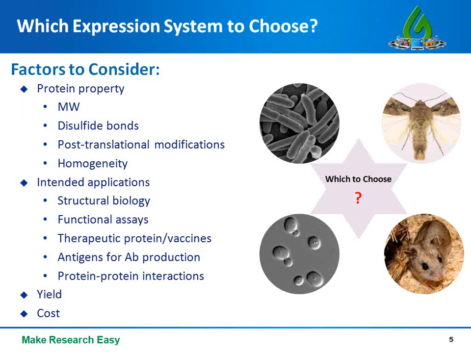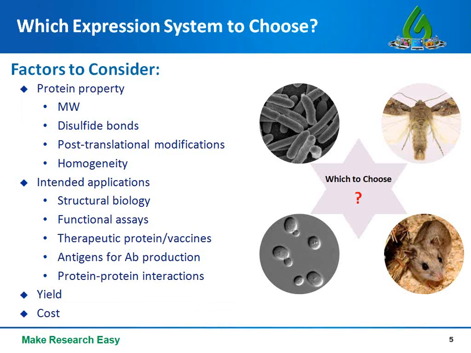When choosing an expression system, please keep these factors in mind. First is the protein property. What's the molecular weight of the protein? The number of disulfide bonds, whether your protein is subject to post-translational modifications, and whether you need a homogeneous protein expression.